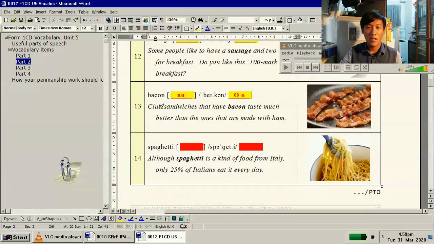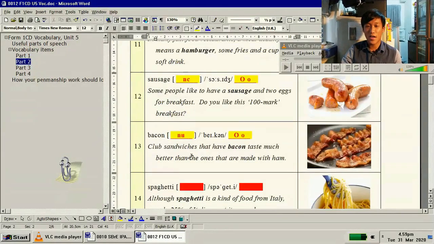Bacon. Club sandwiches that have bacon taste much better than the ones that are made with ham. I'm not sure if you have tried club sandwiches before. Some club sandwiches have bacon and some have ham. Ham is more common, it's everywhere. But if you really want a very tasty club sandwich, you should find the ones that have bacon. You can look at the picture and think about it as something like ham, but more salty. It has more salt and more fat, I think.